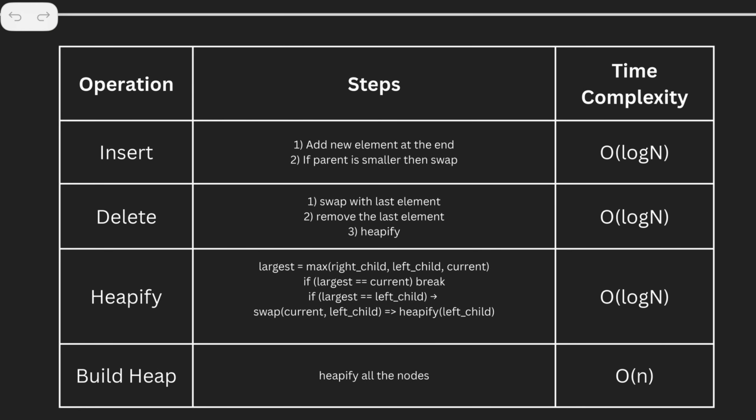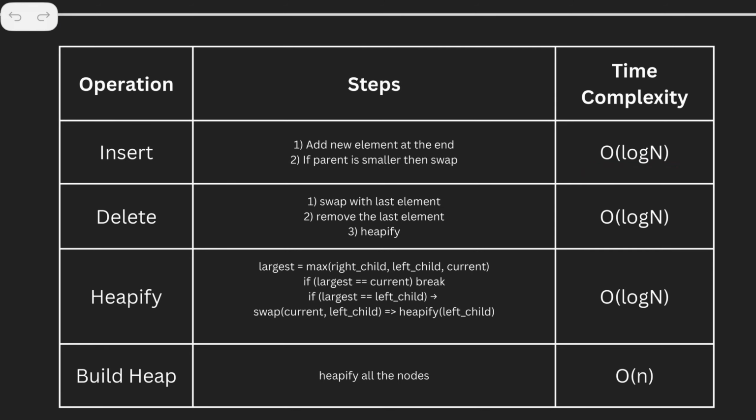We saw four different operations on the heap. First one was insert. So we used to add a new element at the end of the array. Now that newly added element might end up breaking our heap properties, right? So we used to check that element with its parent. If the value of the parent is smaller than the newly added element, then we used to swap. And we used to continue this until we place the new element at its correct position and all the heap properties are satisfied. It has log n time complexity.